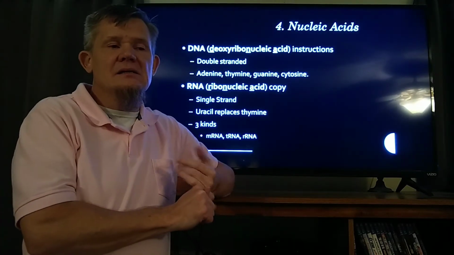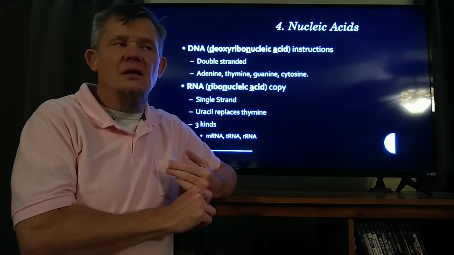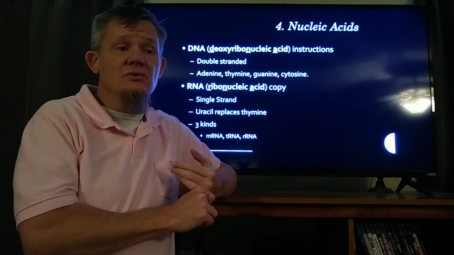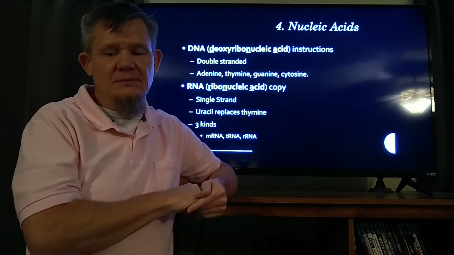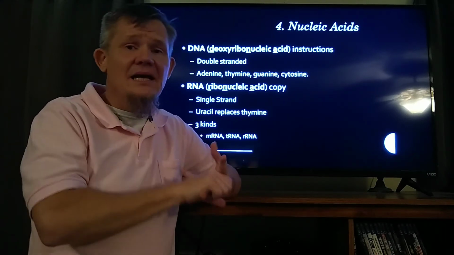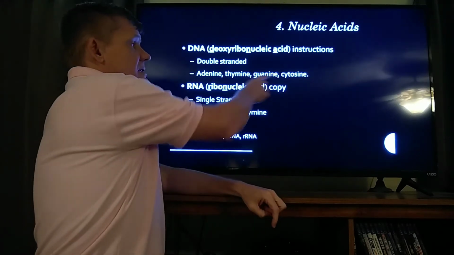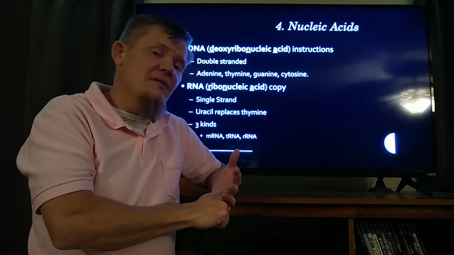DNA is the master copy of the instructions that a living thing needs to do to stay alive. The DNA is the master copy. DNA is double-stranded. DNA is made of adenine, thymine, guanine, and cytosine. RNA is a copy of the master instructions.